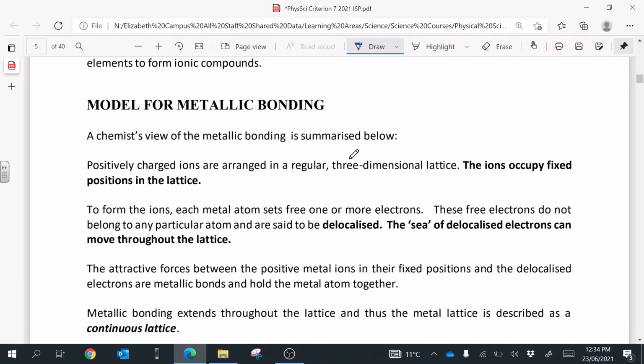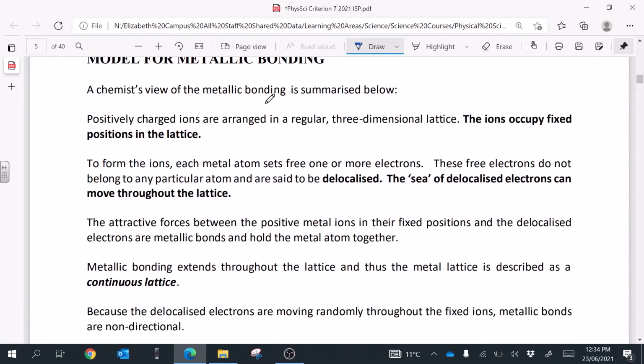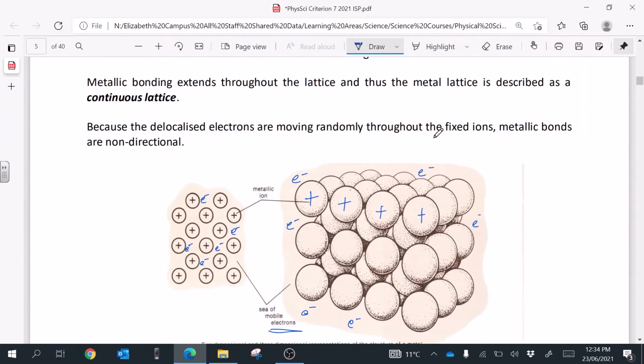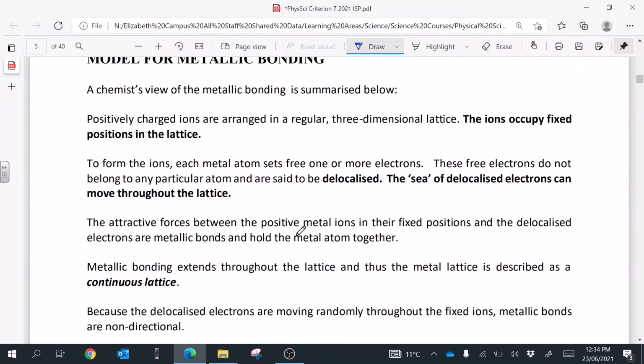And we're coming back down to our model for metallic bonding. We've spoken about that a bit as well. We'll just quickly go through it. Positively charged ions are arranged in a rectangular three-dimensional lattice, like these ones. So these ones are all positive and they're in 3 dimensions. To form the ions, each metal atom sets free one or more electrons.